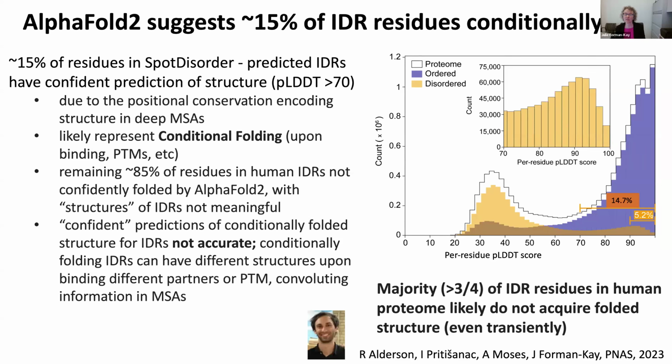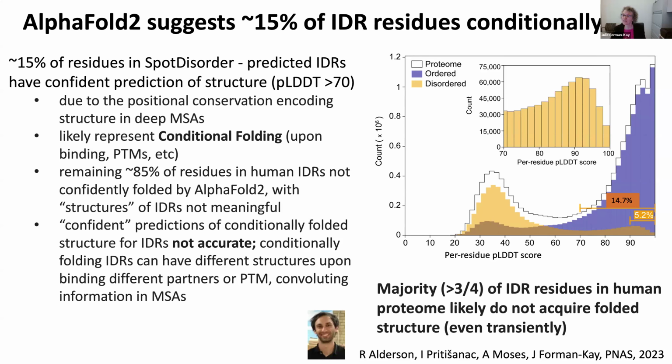And this is due to AlphaFold 2's use of deep multiple sequence alignments, and positional conservation is diagnostic of structure. So what this is not saying is that the disorder prediction is incorrect. It's that these residues are conditional folders, so they fold upon binding or post-translational modification. So AlphaFold 2's structure for the rest of those residues that aren't confidently predicted are obviously not meaningful, but the structures for conditionally folded states are not always accurate either, because different binding partners or PTMs fold IDRs into different structures. So it convolutes the information in the multiple sequence alignments.